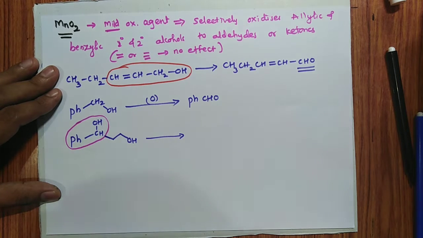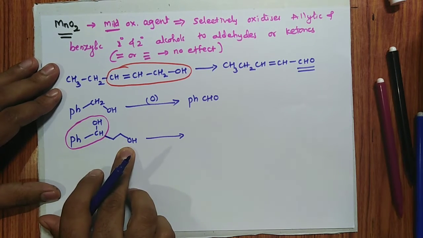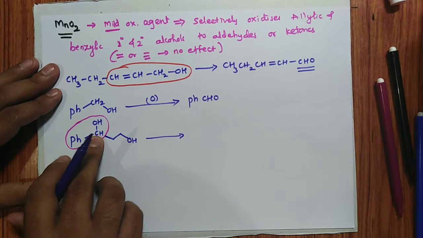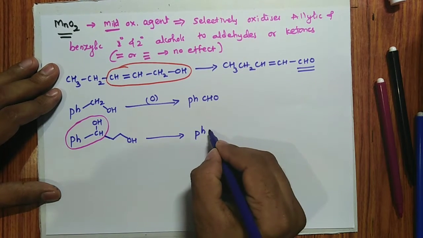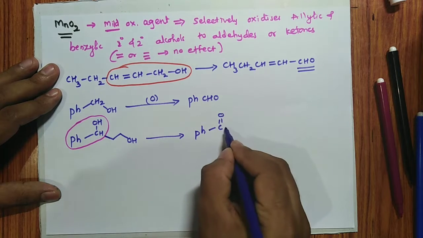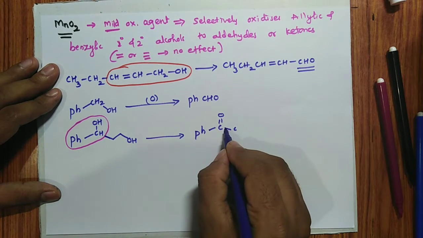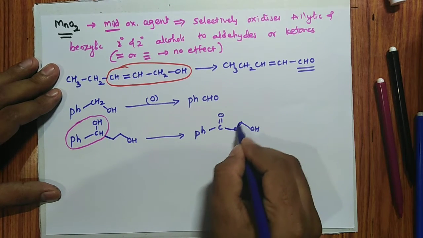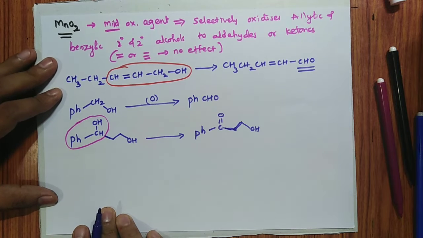This one is benzylic, correct? It will not oxidize this OH. Remember, only this will oxidize to ketone. So you are going to get Ph, C double bond O. So this remains the same. This remains the same. So like this, remember.